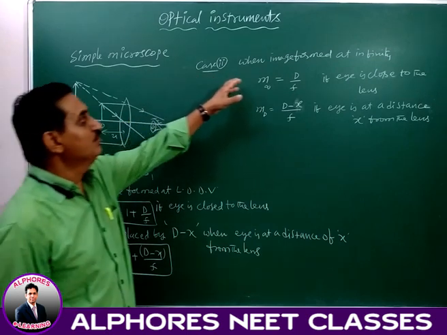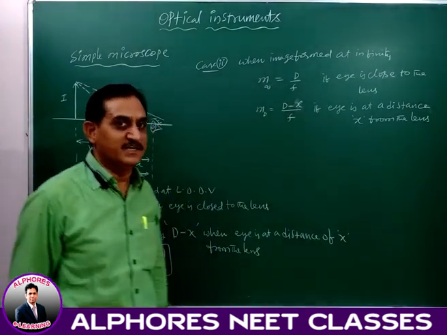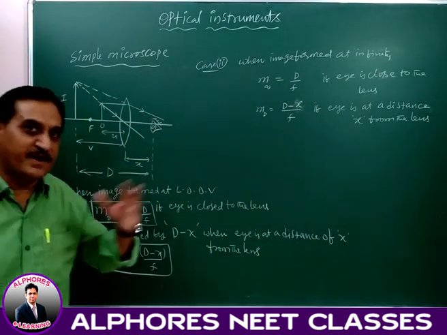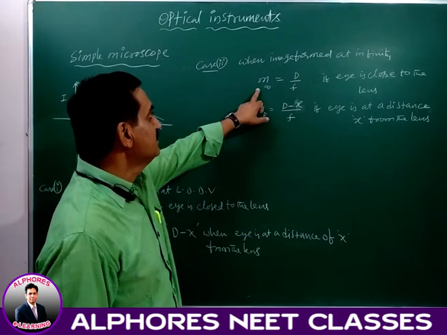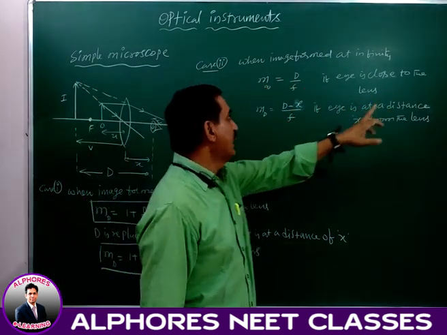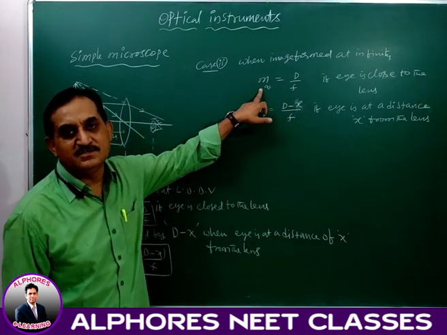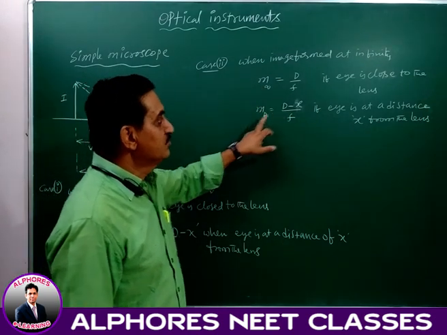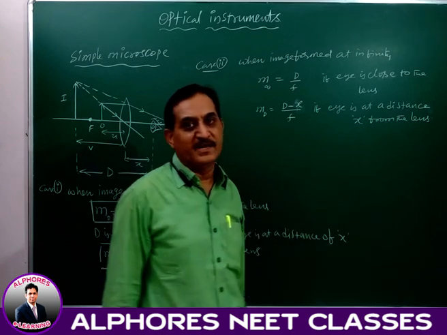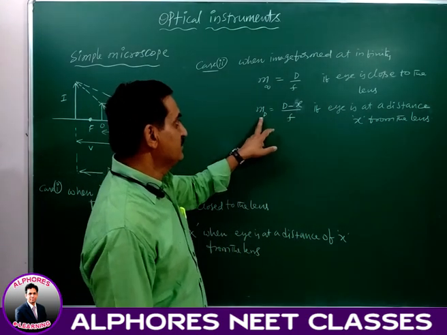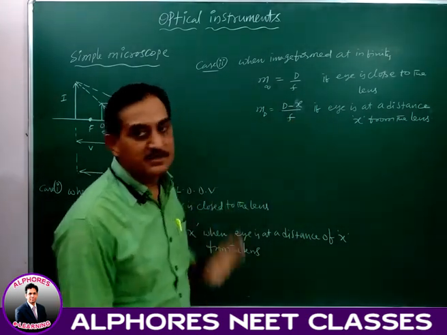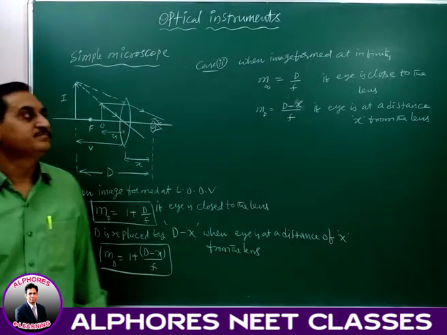Now case 2, when the image is formed at infinity, that is the normal adjustment case, far point adjustment. In this case, if the eye is close to the lens, then the magnification is D/F. When the eye is at a distance X from the lens, then the magnification is equal to (D minus X)/F. Okay? Right.